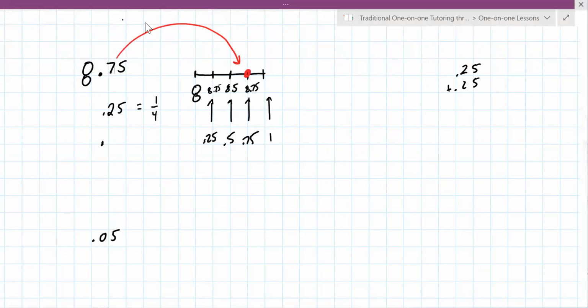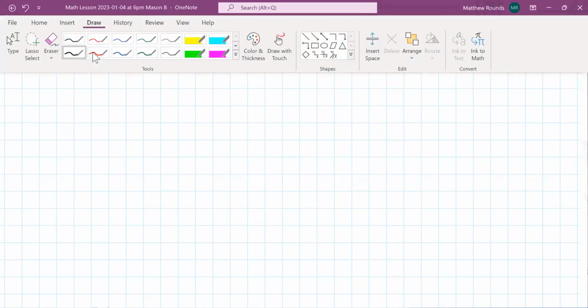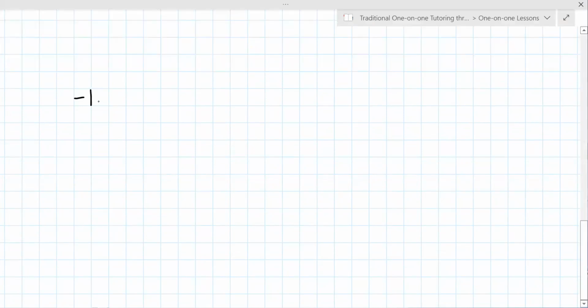Let's do a couple more, because I want to show you a negative one here. So let's go negative 1.3. Normally I say start at 0. This time you're going to start at negative 1. If you want to, you could start at 0, but we're going left this time. We're going left because of the negative.